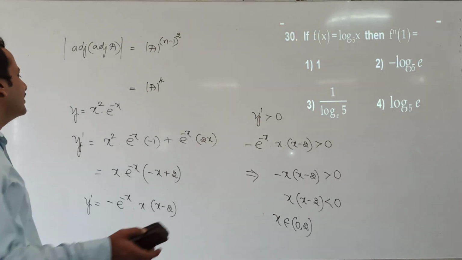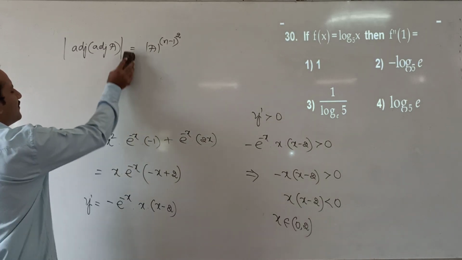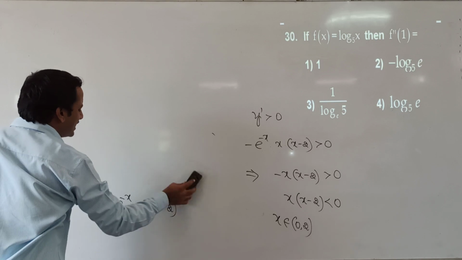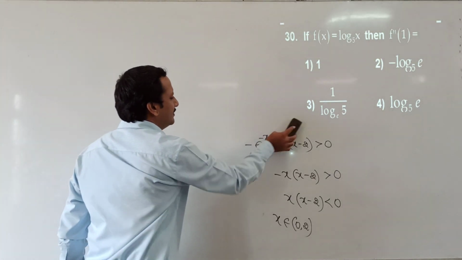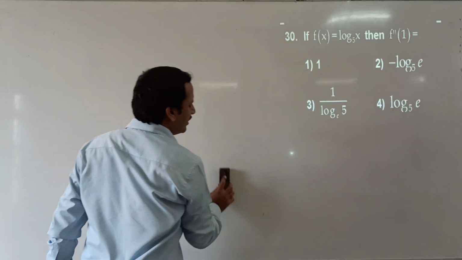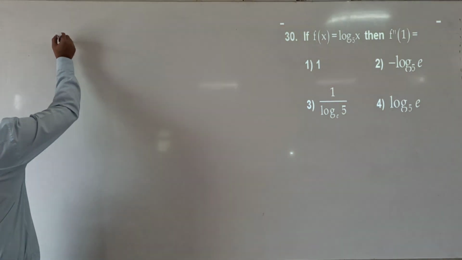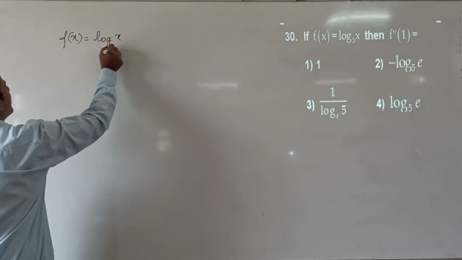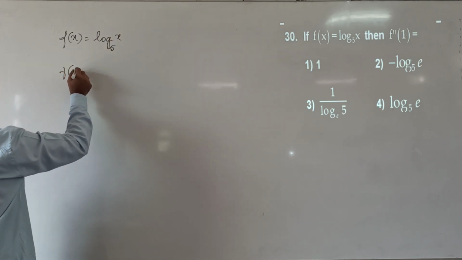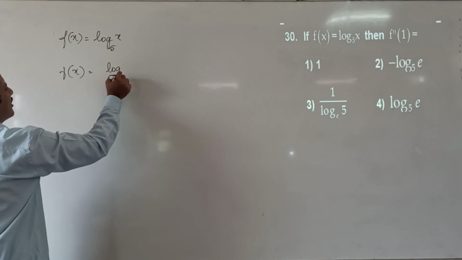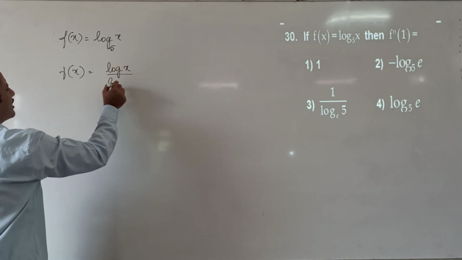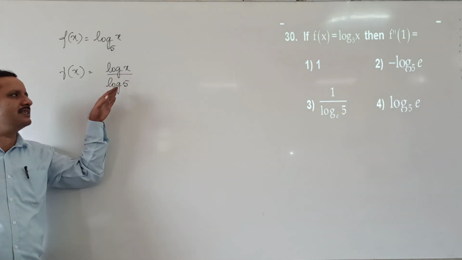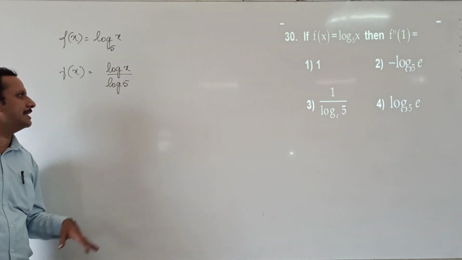Okay, let's have a look at question 30 now. If f of x is equal to log x to the base 5, then what is f double dash of 1? Okay, f of x is equal to log x to the base 5. What is f double dash I am asking. So I can write log x to the base 5 as log x divided by log 5. Here I have not written the base, you will understand that the base is e.